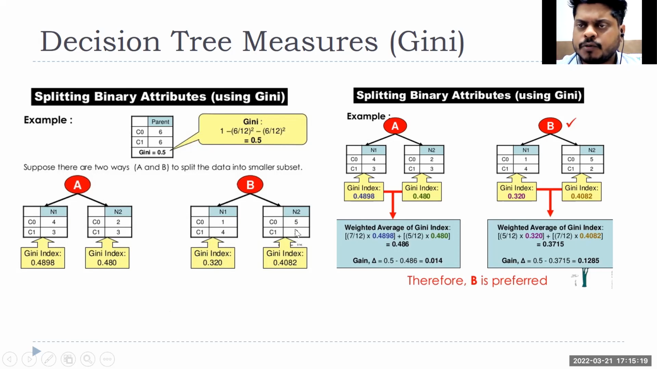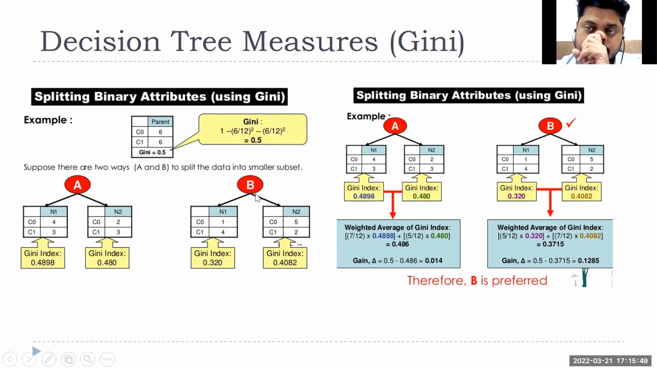Similarly, here if I calculate 1 minus 5 by 7 square minus 2 by 7 square, that will give rise to a Gini index of 0.4082, right? So now what happens? Which variable should I take? If I take this variable which is married or not, I'm creating two nodes. Each node has a Gini index of 0.4898, 0.480.